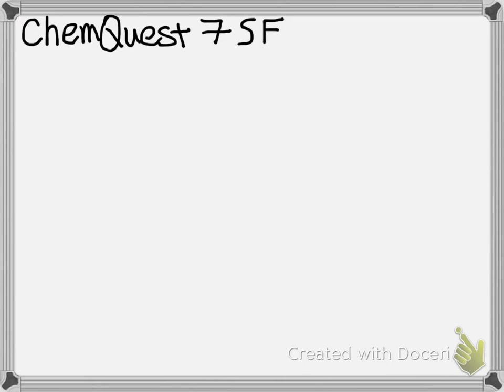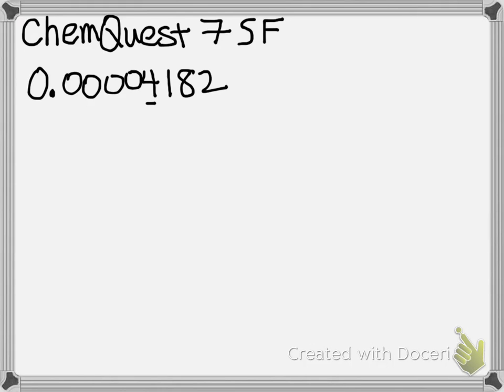Circle the digits that are significant. So we have a point, and then we have 4 zeros, then 4, 1, 8, 2. The 4, the 1, the 8, and the 2, these are our significant figures because they are not zeros. These zeros that are here are placeholders, and therefore they are not significant.